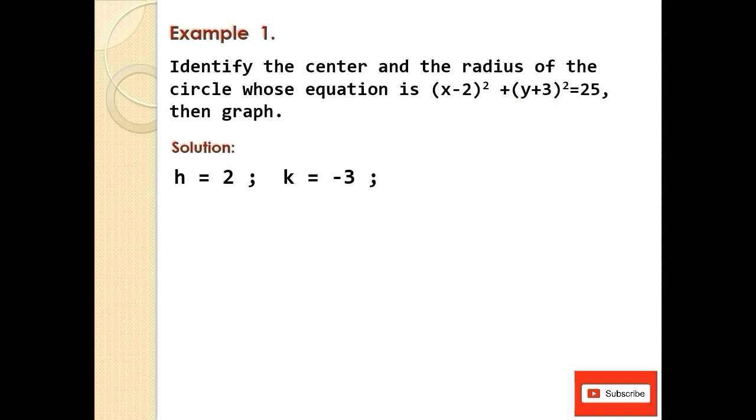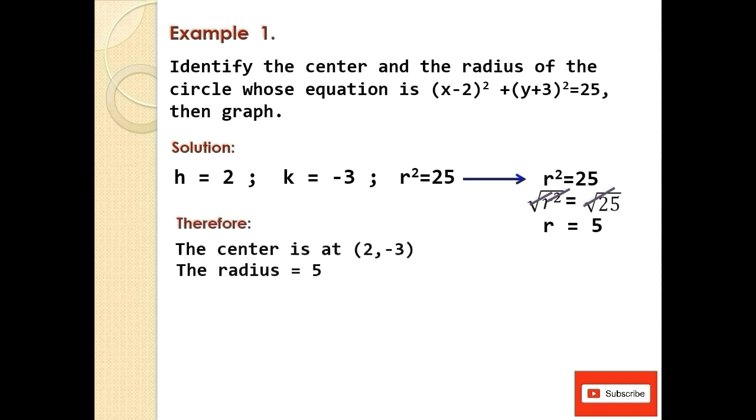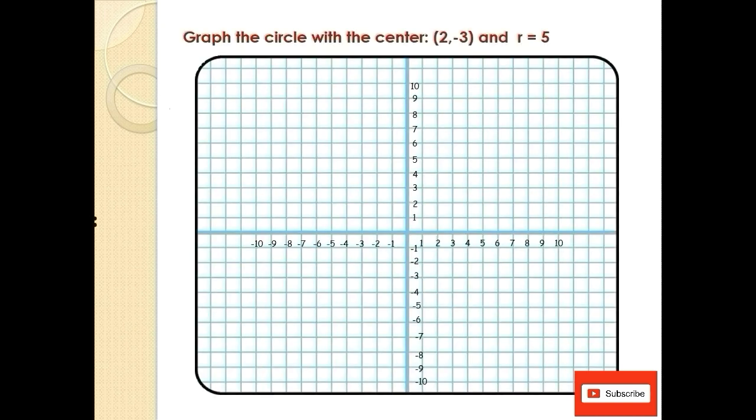Next, to get the value of our r, we take the value of r squared, which is 25. Now, to get the value of r, we simply get the square root of both sides of the equation. So we get the square root of r squared equals the square root of 25. So the value of our r is 5. Therefore, the center of our circle is at point positive 2 and negative 3, and the length of our radius is 5 units. Now we are ready to graph.